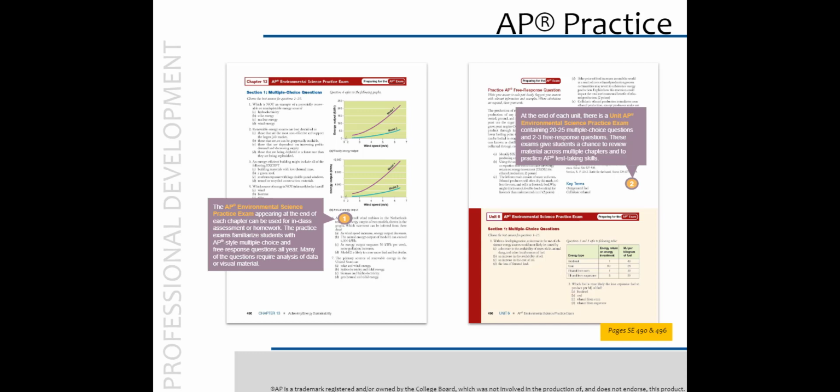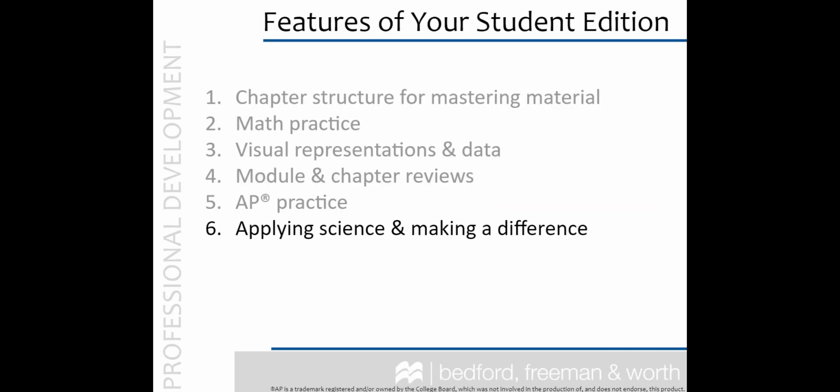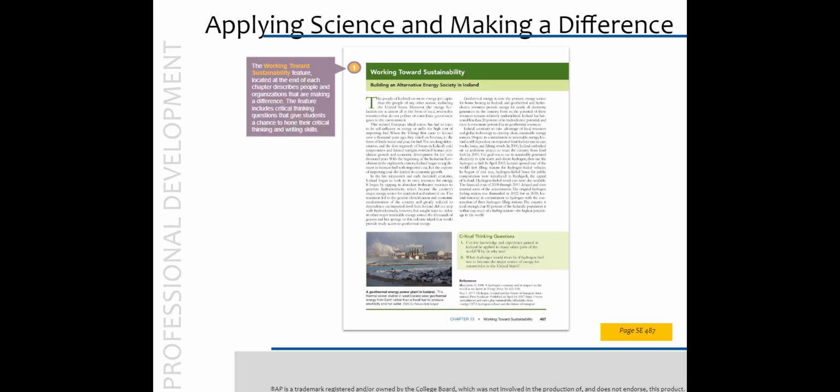There are also 2 cumulative AP Environmental Science Practice Exams at the end of the book that match the actual AP Environmental Science exam in length and scope. These exams give students a chance to review material across multiple chapters and to practice AP test-taking skills. The Working Towards Sustainability feature, located at the end of each chapter, describes people and organizations that are making a difference. The feature includes critical thinking questions that give students a chance to hone their critical thinking and writing skills.